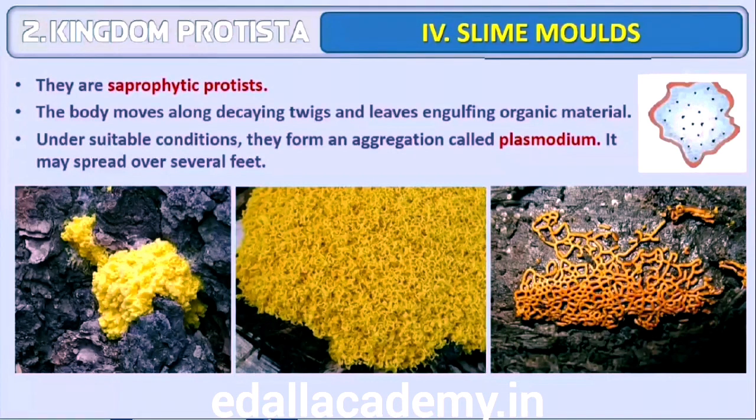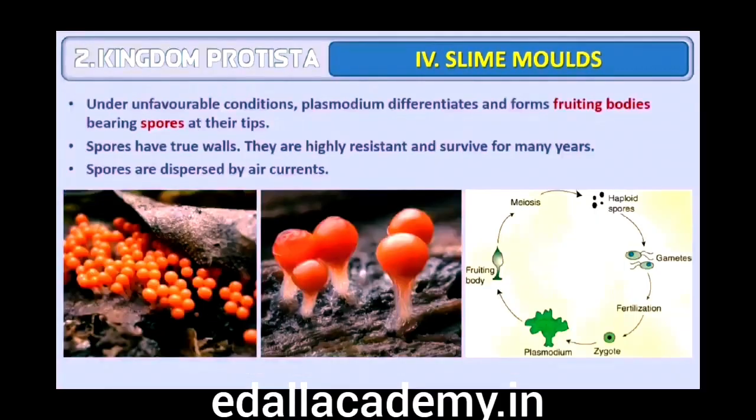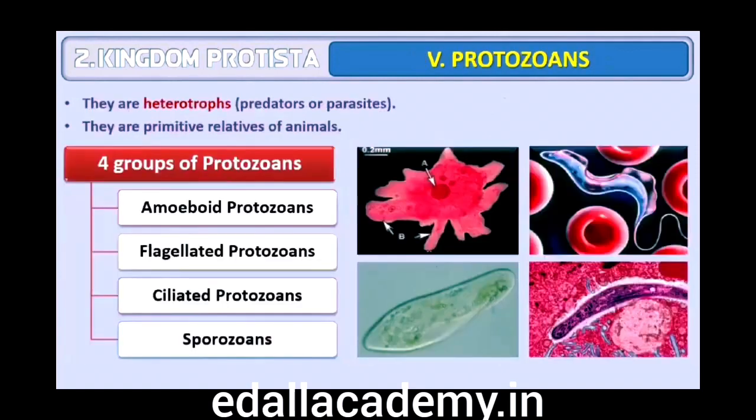Fourth is slime-moulds. Slime-moulds are saprophytic protists. The body moves along decaying twigs and leaves engulfing organic material. Under suitable conditions, they form an aggregation called plasmodium which may grow and spread over several feet. During unfavorable conditions, the plasmodium differentiates and forms fruiting bodies bearing spores at their tips. The spores possess true walls. They are extremely resistant and survive for many years, even under adverse conditions. The spores are dispersed by air currents.